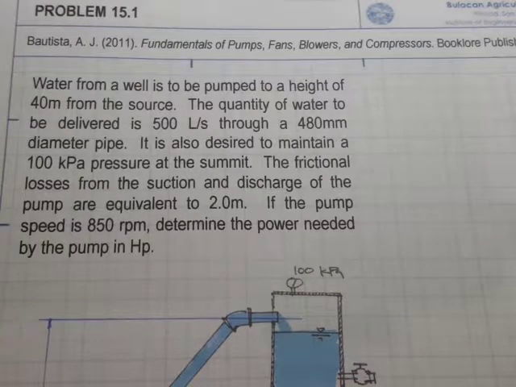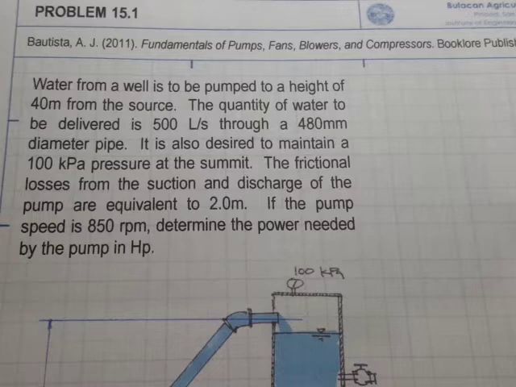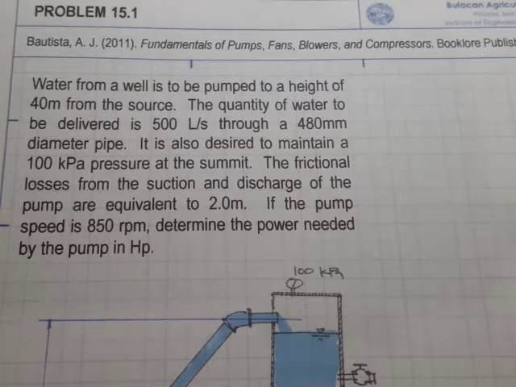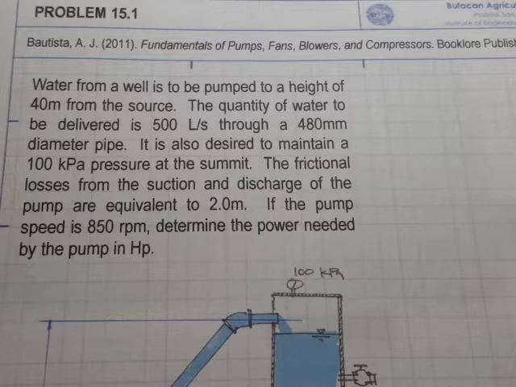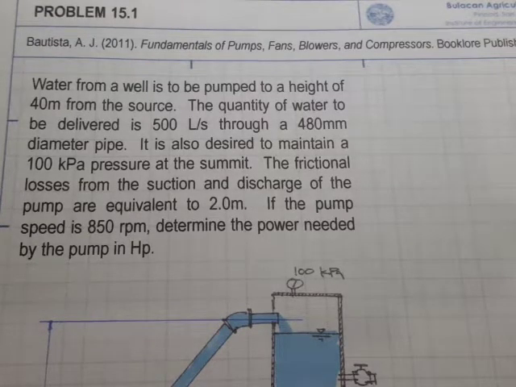Here's our first sample problem for this topic about pumps. This problem is taken from the review text by Bautista, Fundamentals of Pumps, Fans, Blowers, and Compressors. The problem says that water from a well is to be pumped to a height of 40 meters from the source. The quantity of water to be delivered is 500 liters per second through a 480 diameter pipe.